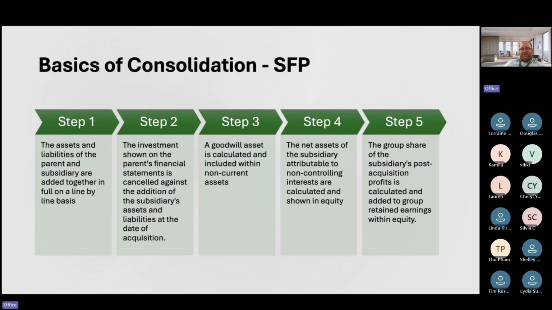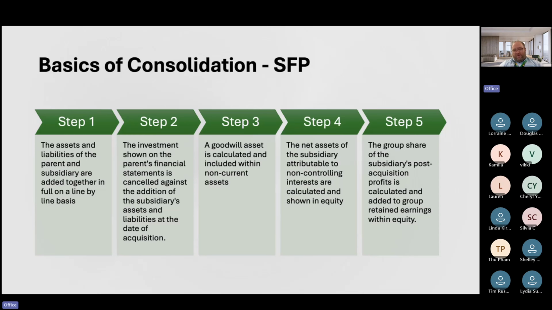Yeah, a goodwill asset's calculated and you include that within non-current assets. So that's if you've paid more than whatever the net asset value of the subsidiary is, then that additional payment is goodwill. Goodwill can be things like paying for reputation, customer list, good reputation, and we'll look at what goodwill really is in a short while.